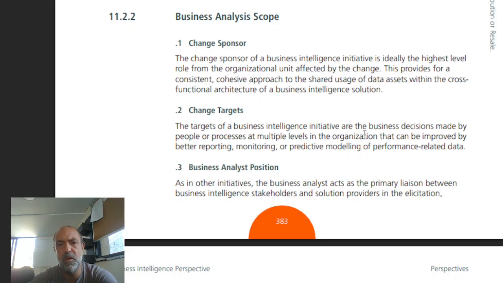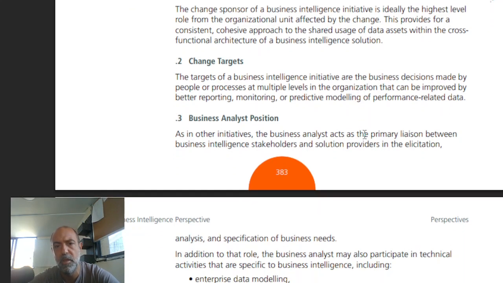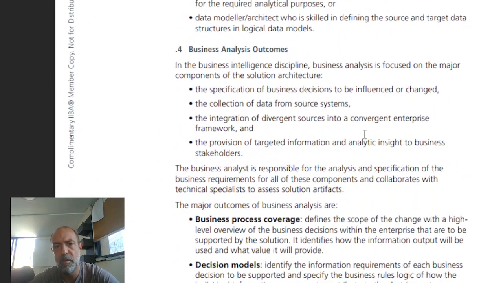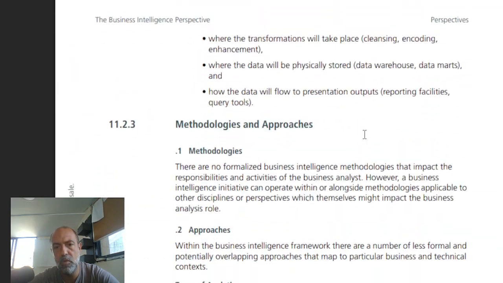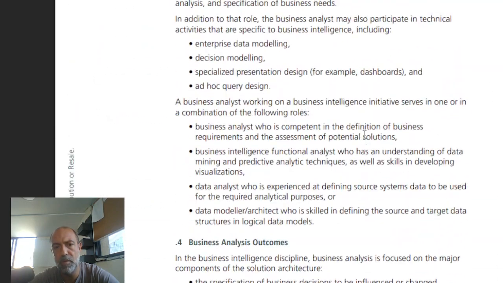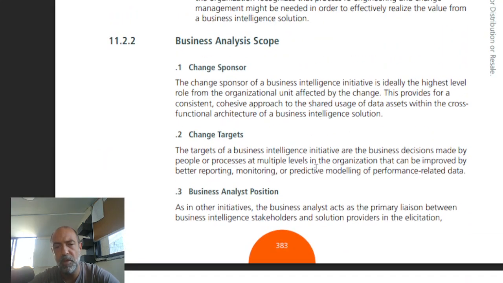11.2.2, business analysis scope. Well, what's the scope? There's change sponsor, change targets, business analysis position, business analyst outcomes. That's it. Okay, it's not that big of a deal. The change sponsor of the business intelligence initiative is ideally the highest level role from the organization unit affected by the change.